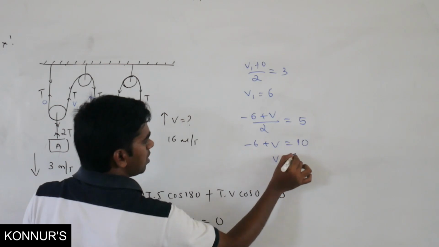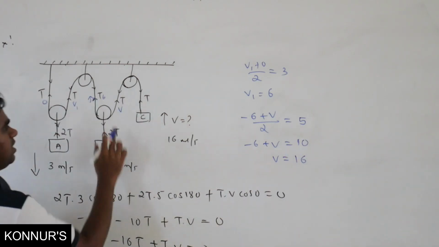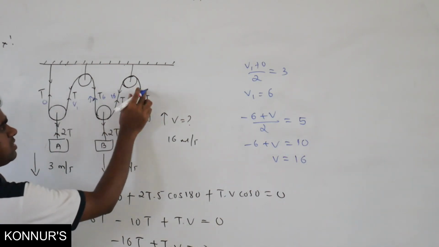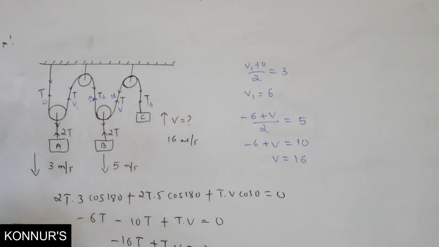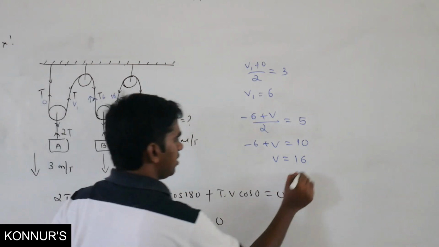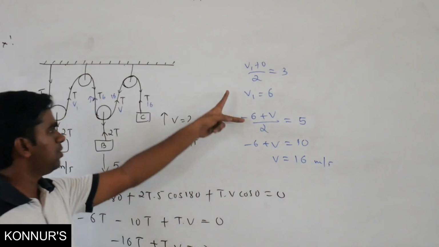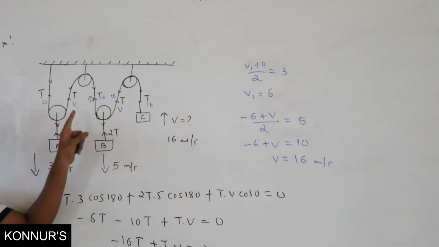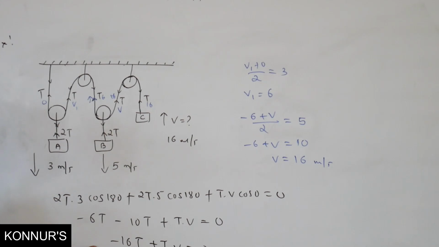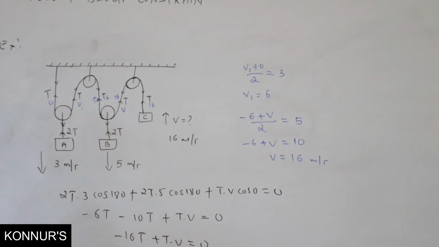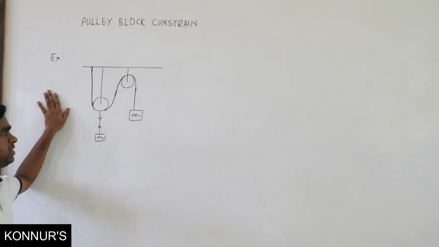So v equals to what? Here it is 16. If here it is 16 means here also what it is? 16 only. So that answer also you can get. But here you have to be very much careful about the direction and everything. But here you can easily get the answer. You can use any method. So we will go with the next example.